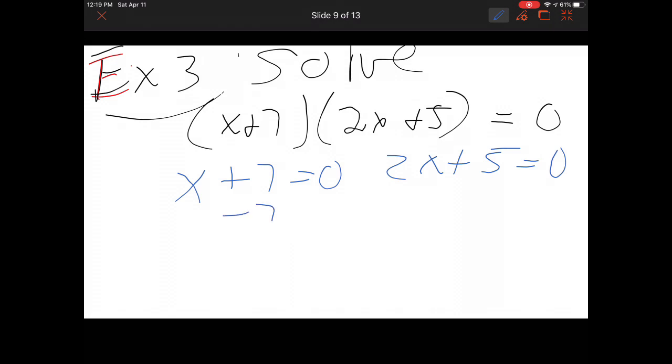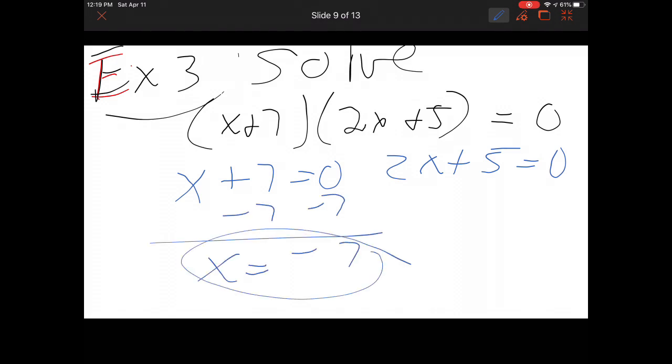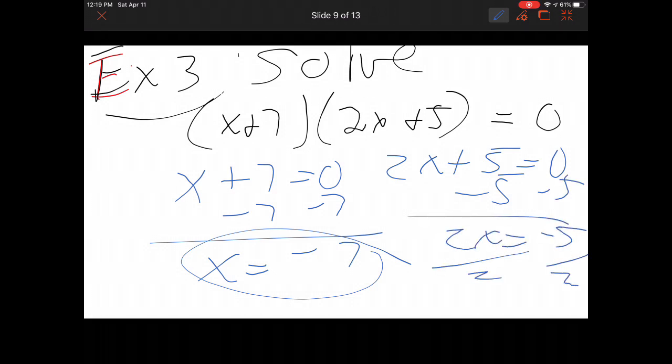So here you're just going to subtract 7, and you're going to get x equals negative 7. And then here, subtract 5. You get 2x equals negative 5. Divide by 2, running out of room here. X equals negative 5 over 2. That's it. That's how you solve these when they're in factored form already. And that's basically everything that you're going to need to know for today's worksheet.